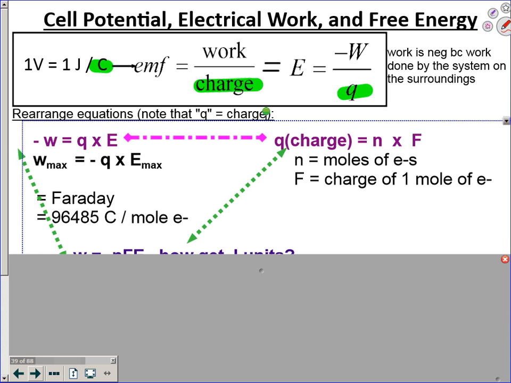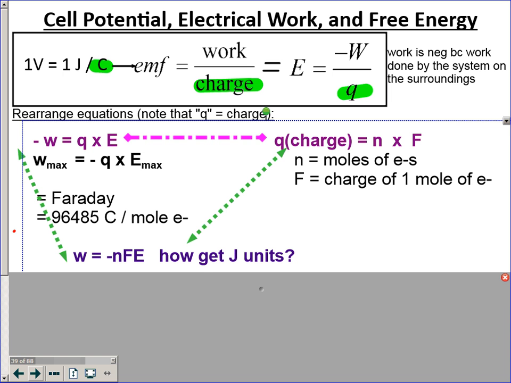This is just showing you that work is charge times energy, or volts, and then the charge is equal to N times F. Those come together to make work equal to negative NFE, which we just said work was what?